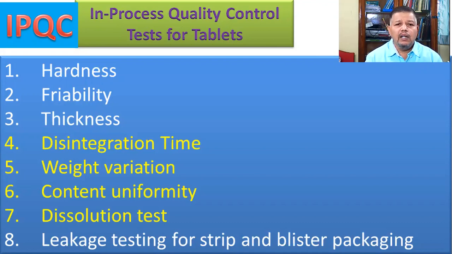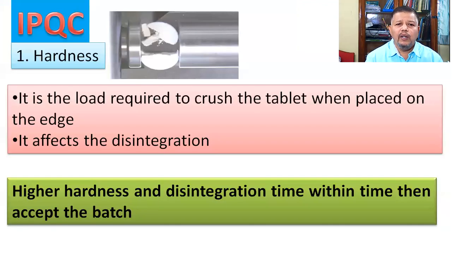But in case of hardness, hardness for IPQC is the load required to crush the tablet when placed on its edge and pressure is applied, and we measure that pressure. In this way we are measuring the hardness of the tablet. It affects disintegration, because harder tablets require more disintegration time. Higher hardness affects the disintegration, and if disintegration is within the time, then accept the batch.